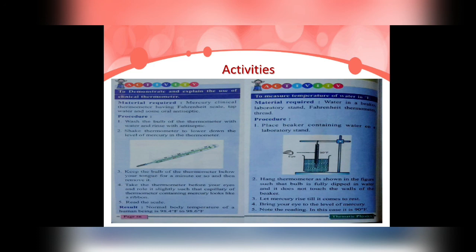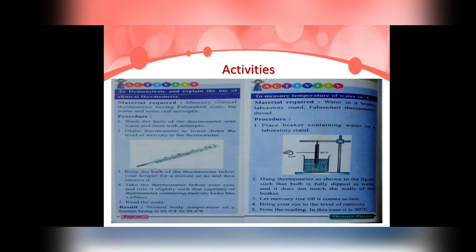Place a beaker containing water on a laboratory stand. We cannot measure the temperature of the water by just placing our hand on it, because when you boil the water, steam will be produced and it will harm your hand. That's why it is better to take a stand, hang the thermometer on the stand and put it in the water which is being heated.